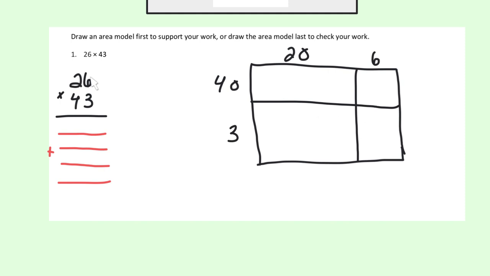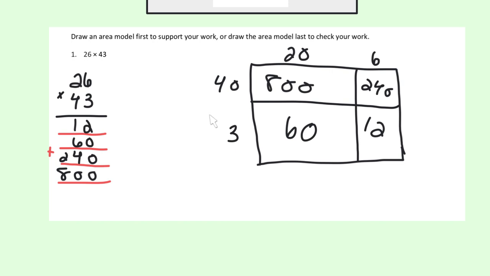So first off, 6 times 3 is equal to 12. 20 times 3 is equal to 60. 6 times 40 is equal to 240. And 20 times 40 is equal to 800. Now we're going to check our array model and see if our answers line up. So 3 times 6 is 12. 3 times 20 is 60. 40 times 6 is 240. And 20 times 40 is 800.